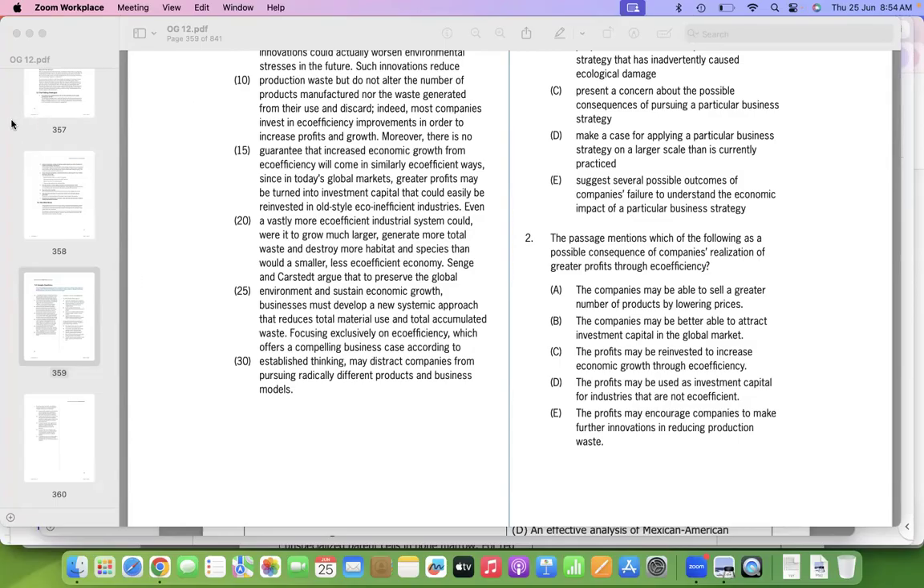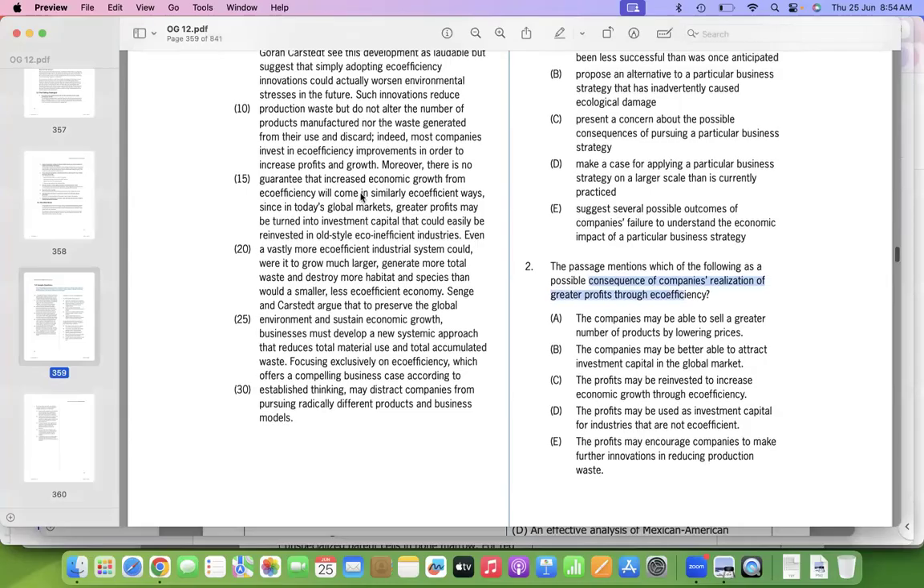C and D are your answers. Possible consequence of the realization of greater profits. This is the location. Greater profits may be turned into investment capital for old style, eco-inefficient industries. And they could grow into much larger, generate more waste, destroy more habitat, and so on.